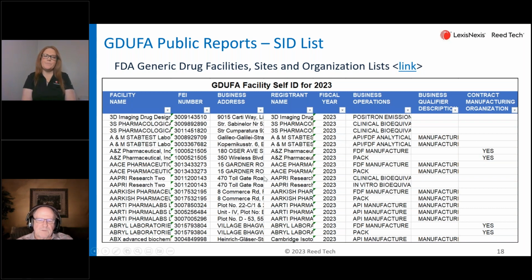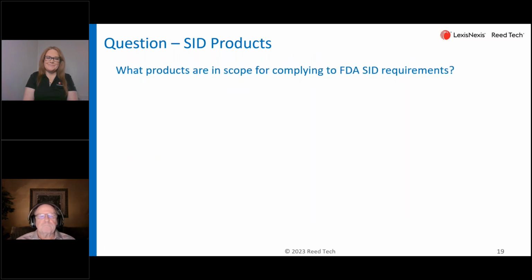So it's very easy to see who's on this list. If you are in the business and you don't see your name on there, that is not a good thing. You should make sure that you do your self-identification, and then your facility will show up on this particular list. So Erin, let's move on, see what we have next.